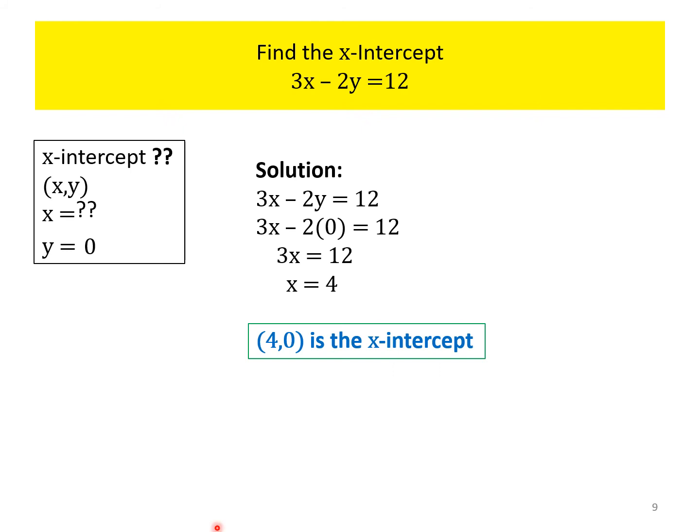Now don't get confused, because some of you many times will work this whole problem and you'll put the 4 in the wrong place. You'll put it where the y is. It's the x, and make sure you put it in the correct position here.